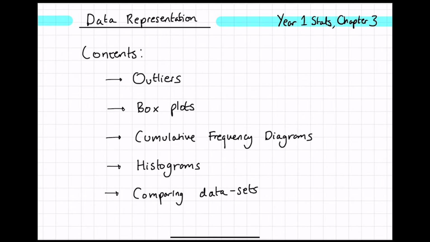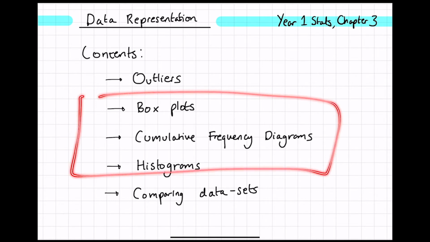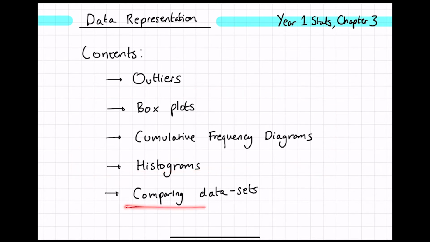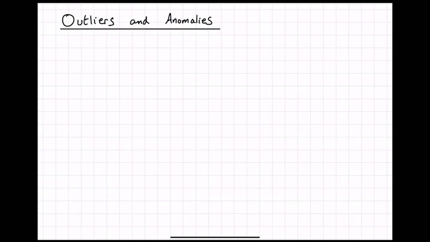So what are we going to be taking a look at in this chapter? We'll be taking a look at how we can figure out what is an outlier and what outliers actually mean. We'll take a look at how you can plot box plots, cumulative frequency diagrams, histograms, and then finally, after learning about all these different ways of representing your data, we'll look at how you can compare these different data sets together.